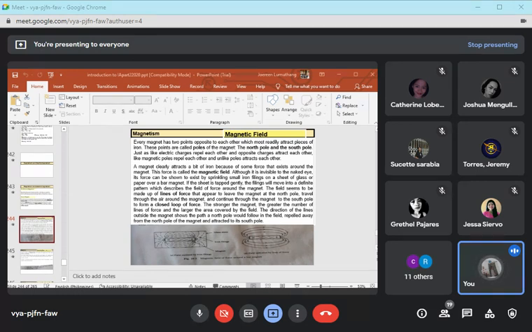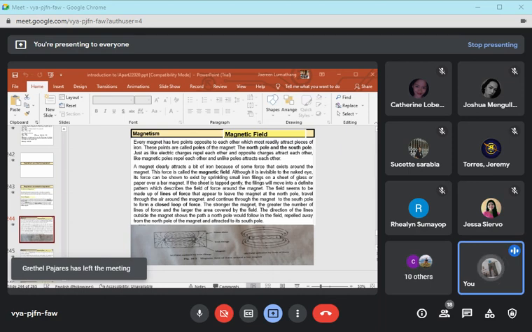The direction of the lines outside the magnet shows the path a north pole would follow in the field, repelled away from the north pole of the magnet and attracted to its south. So you will see now in the figure the direction going from north to the south, and the same below, because again, like poles repel, opposite poles attract.